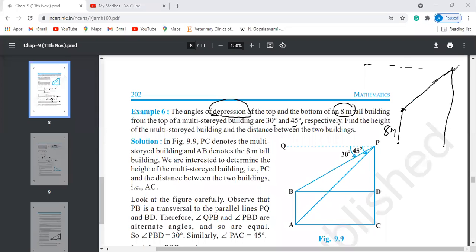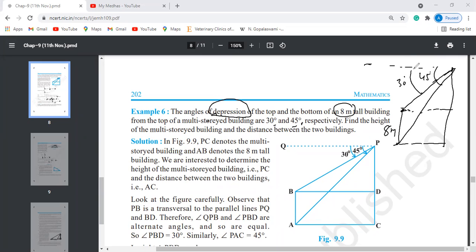One is this and one more is the bottom of the building, like this. So this will be 45-degree and this will be 30-degree, correct? So let's take it like this. Now here you have to apply the alternate angle or Z angle theory.